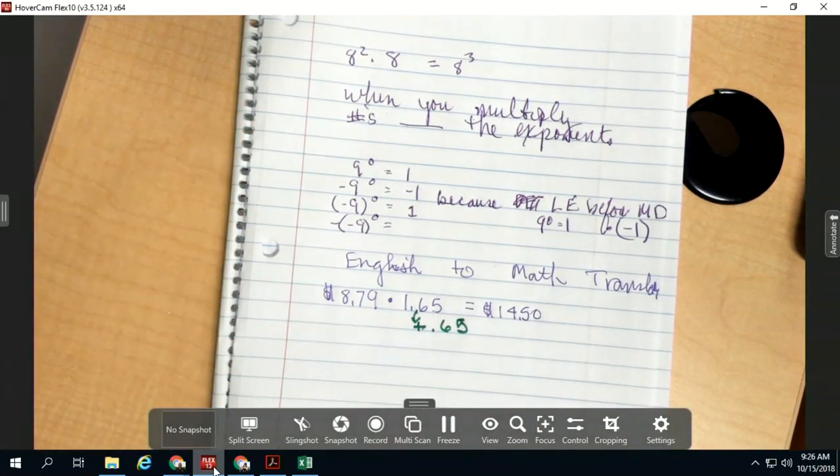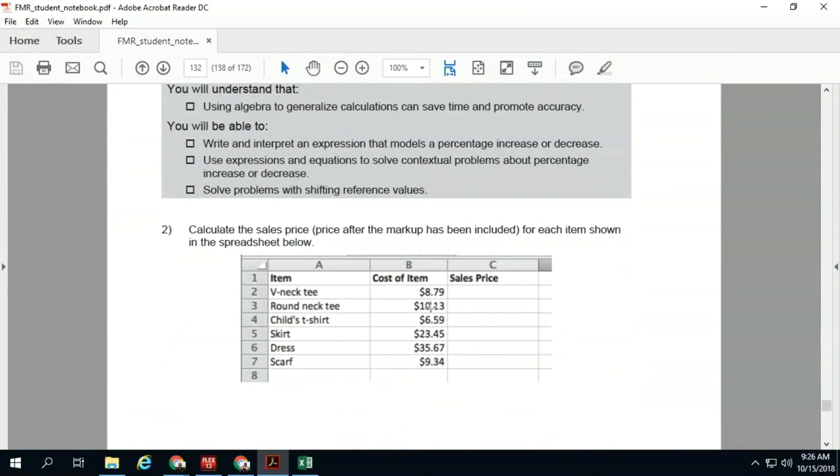Okay? So, do the rest of those on the chart and let's compare our answers. Let's see, we've got 1, 2, 3, 4, 5 more things left. You guys do the round neck. You guys do the child t-shirts. You guys do the skirt. You guys do the dress. And you guys do the scarf.